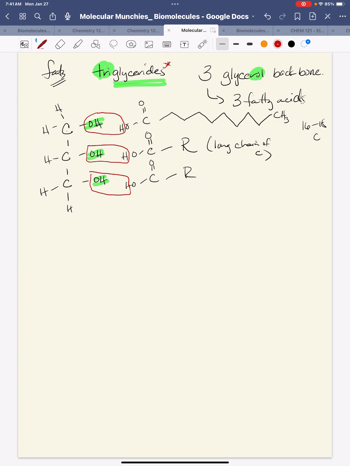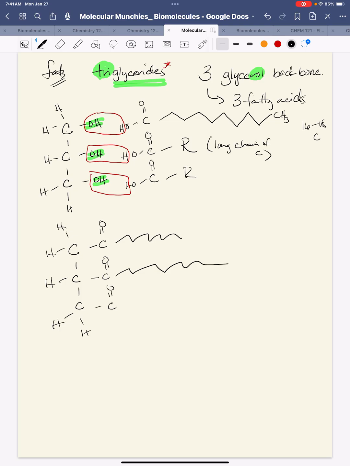So I'm going to try to draw that, and I'll see how I do. I'm going to draw my backbone, if you will. And then this is going to be the long chain from the first one. There'll be a long chain from the second one, and then a long chain from the third one. And so this attachment right here is what happened right here. So we get a triglyceride.